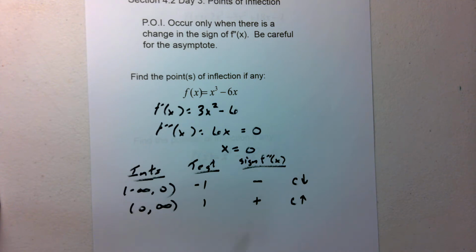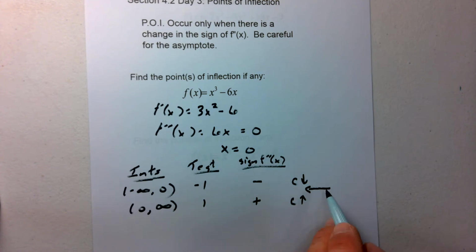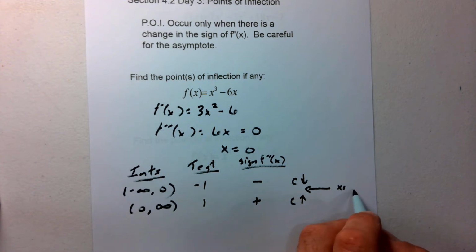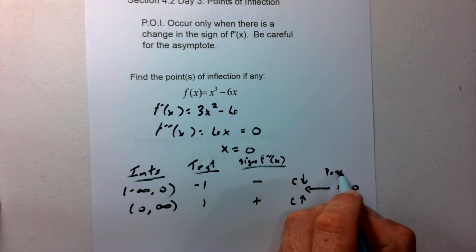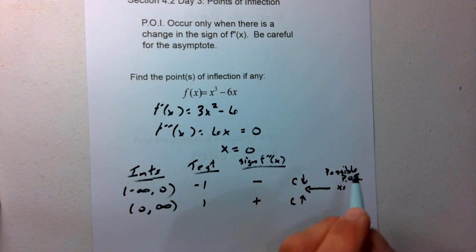Now what I'm interested in, though, is where this changes. Do I have a point of inflection, or is it something else that's happening? So right now we're going to call this a possible point of inflection. We have a possible point of inflection when x equals 0. So we'll say possible POI. We abbreviate it as POI. It's understood to be point of inflection. So what has to happen for it to be a point of inflection?